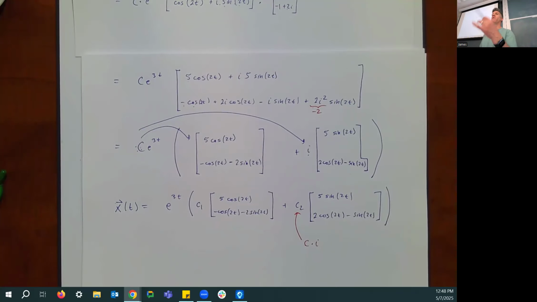Yeah, but the more general format is to write it as C1 and C2. You're not wrong, but we write it this way because that's how we usually write it. So that's our general solution.